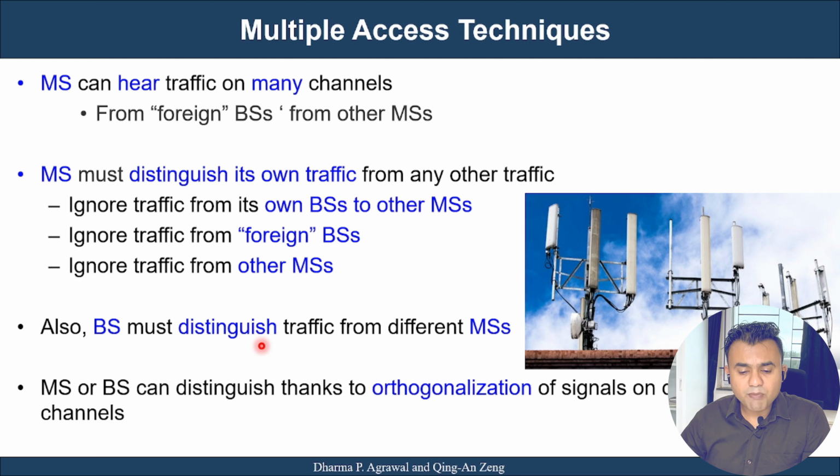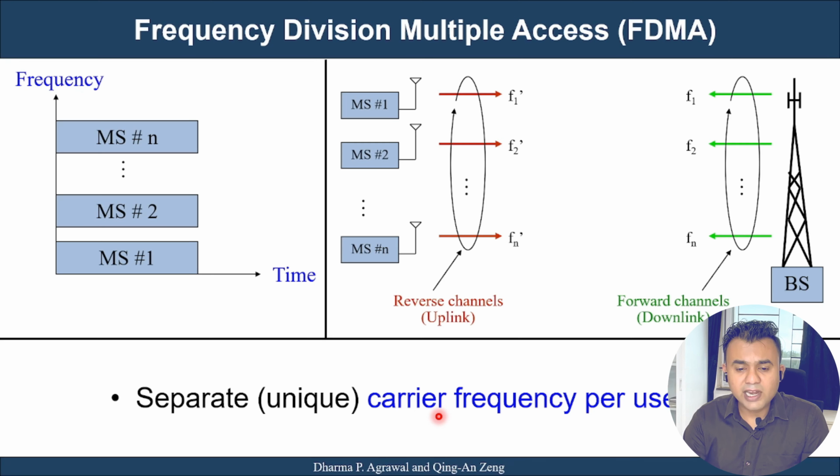Also, the base station must distinguish traffic from different mobile stations too. Similarly, the base station should be able to provide the separation between multiple traffics received from various mobile stations. So the MS or base stations can distinguish this, and the special thanks goes to the particular multiple access techniques, which is based on orthogonalization, which we will cover in subsequent slides.